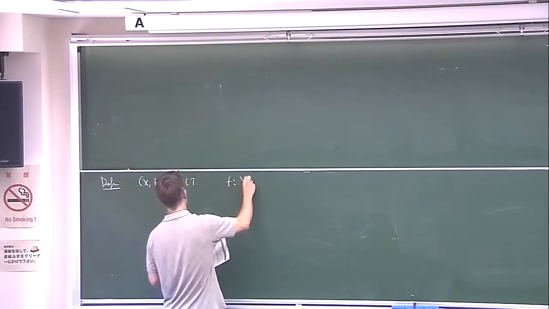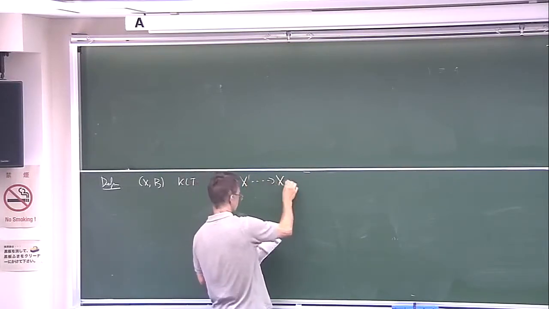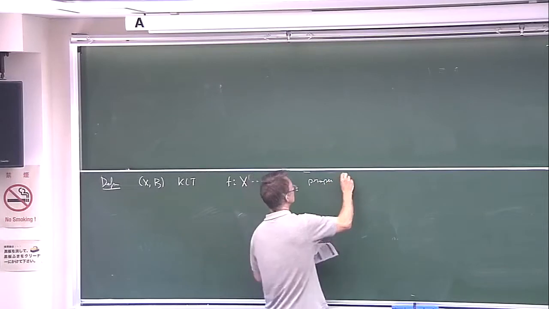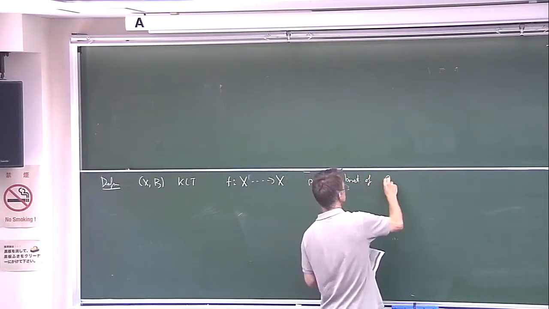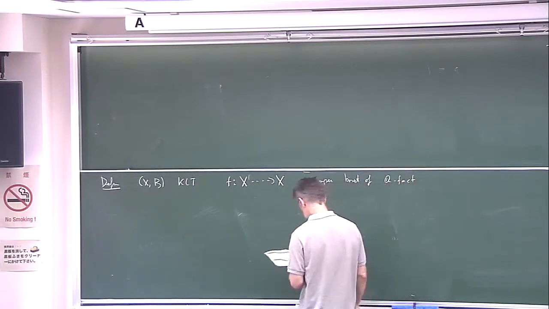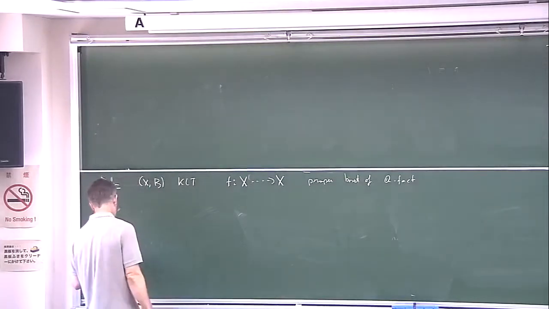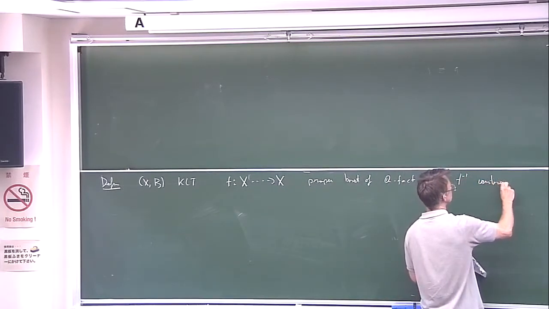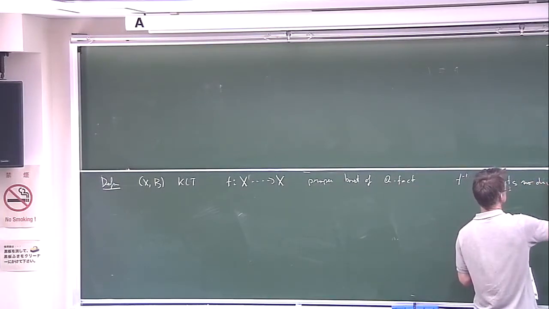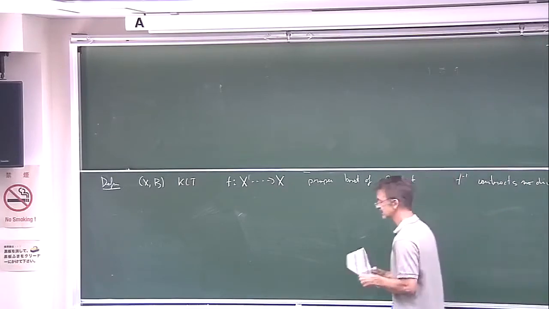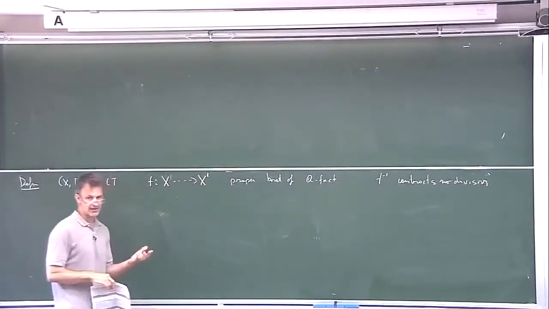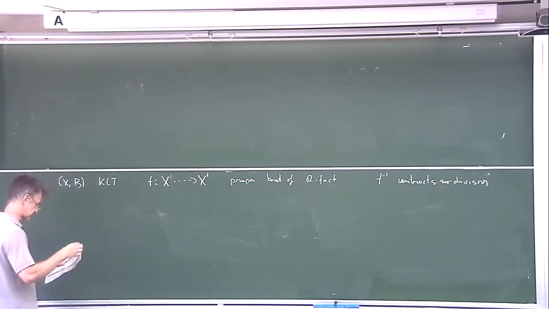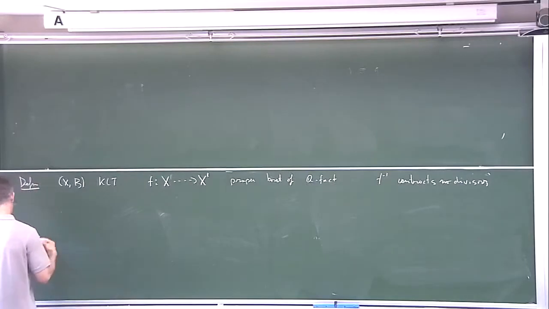Let's say that f from X to X prime is a proper birational morphism of Q-factorial varieties. They don't have to be Q-factorial, but it's convenient. And let's say that f inverse contracts no divisors. So this is what you expect from running a minimal model program, because as we discussed, every time you flip or you contract a divisor, if you started with a Q-factorial variety, it stays Q-factorial. And obviously, you don't create any new divisors. You'll contract some divisors, but you don't extract any divisors. So this is the kind of map that you get from running minimal model program.